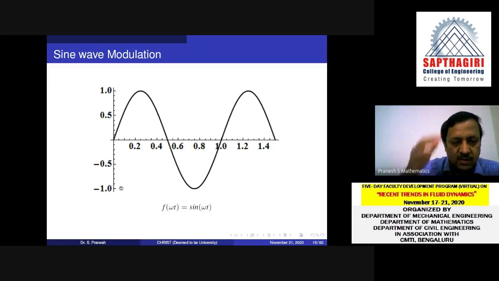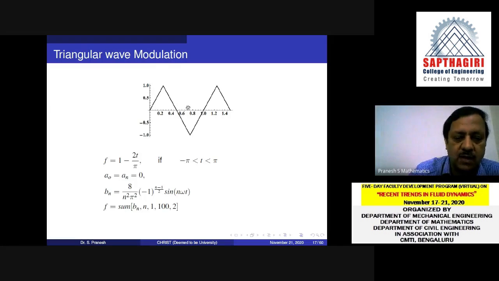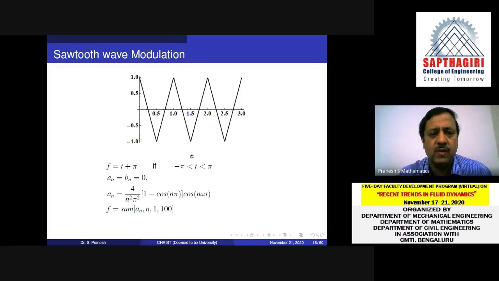So this is a sine modulation, the sine wave. And similarly, we take this as the square wave modulation. We use that definition of f, and all these are obtained by using the Fourier series. So this expression for a0, an, bn, and f we obtain by using the Fourier series expression. This is the expression we use for a0, an, bn for our f for the square wave, and we use the triangular wave by using this expression. Again, as I said, we calculate by using the Fourier series. And for the sawtooth waveform, we use this expression.